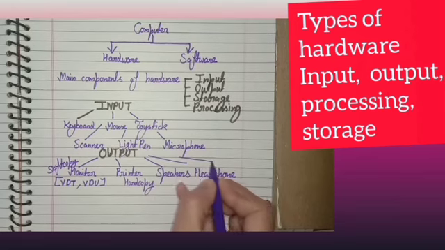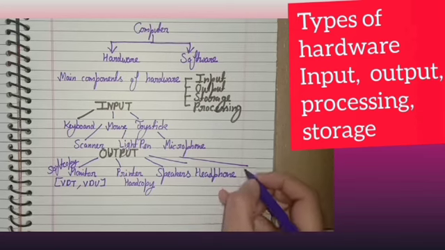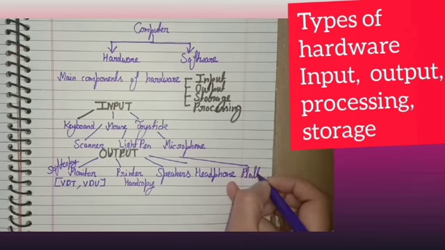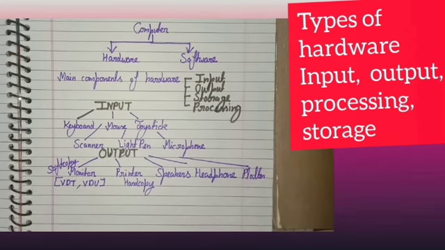And the last one, according to your syllabus, is plotter. In very simple words, you can say that a plotter is a big printer. It is a special type of printer that is used to produce high quality printouts. It is especially used in desktop publishing offices.